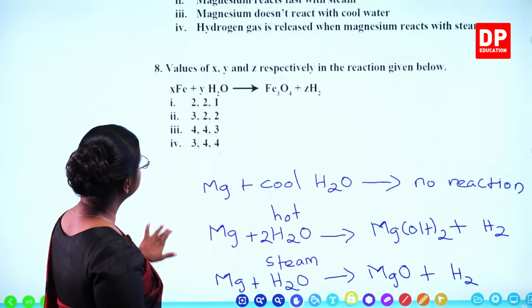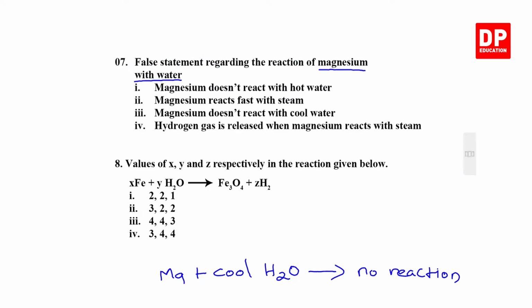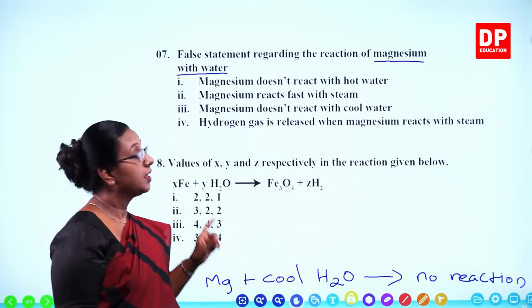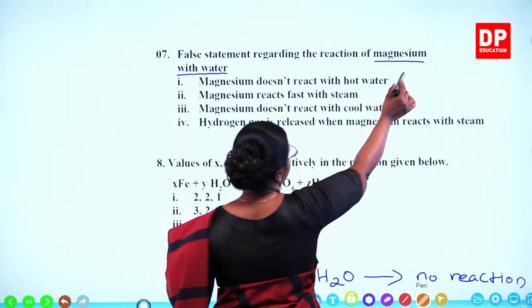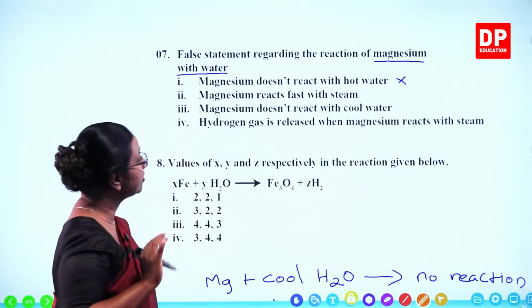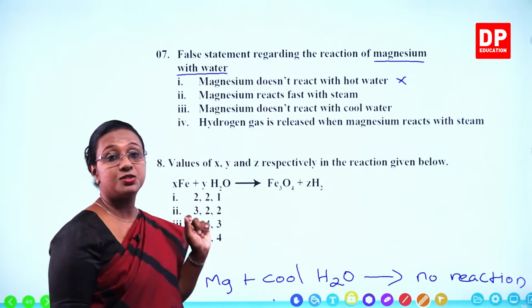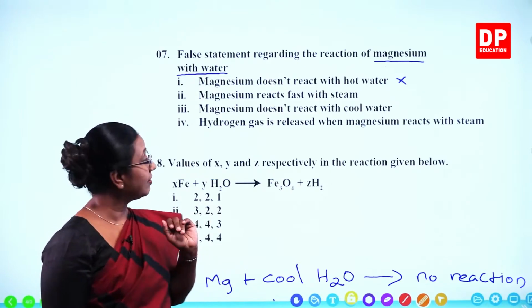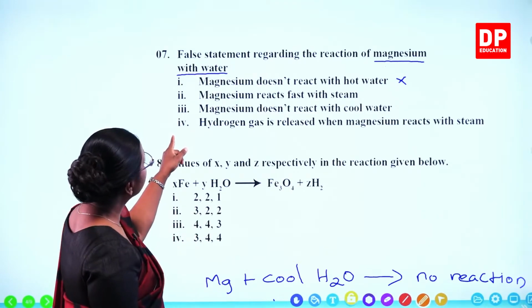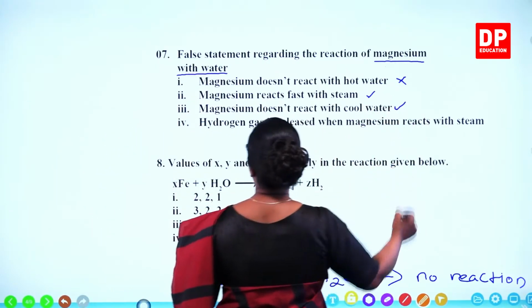So let's look at the question and the answers. Here they want us to find the false statement regarding the reaction of magnesium with water. What is it? Magnesium doesn't react with hot water. That is incorrect. Magnesium does react with hot water. Second one, magnesium reacts fast with steam. That is correct. It doesn't react with cool water, it reacts with hot water, and it can react fast with steam. And magnesium doesn't react with cool water. That is also correct. So these two are correct.